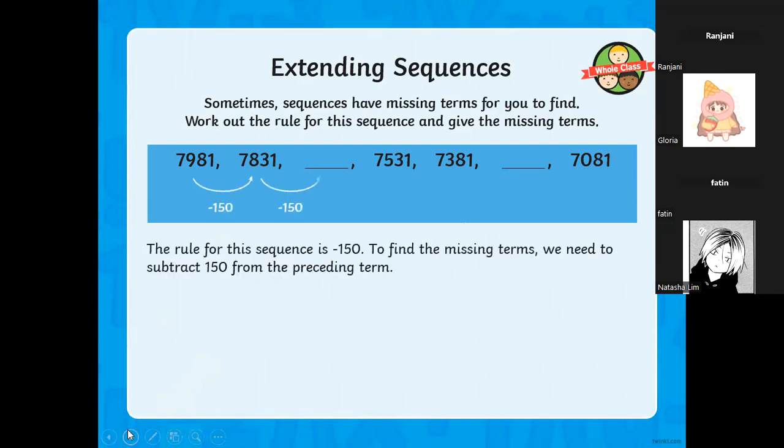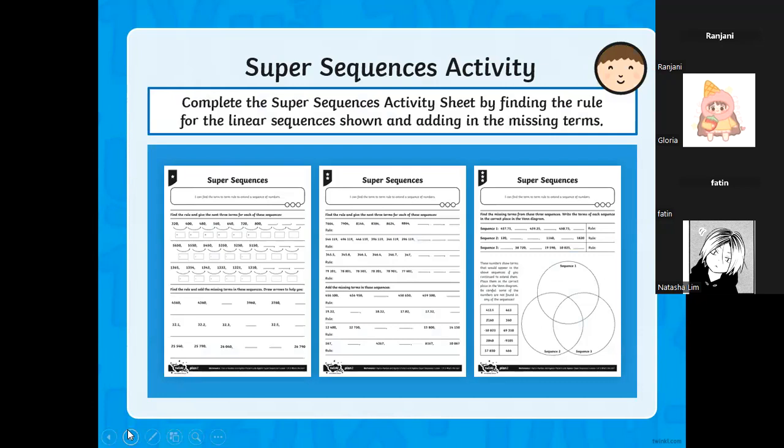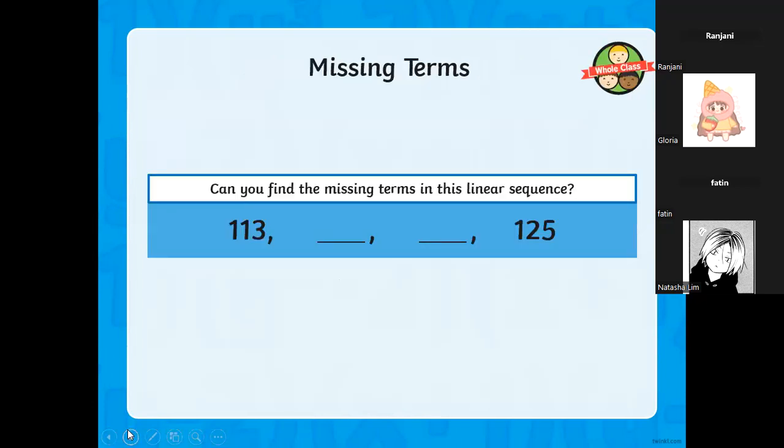Okay. All right, let's move on, okay? So that's all. Okay, now we will do one more question. A little bit challenging this time, huh? You see now, look at the sequence. 113. Then you got two terms. Then you get 125. Now, how did that happen?